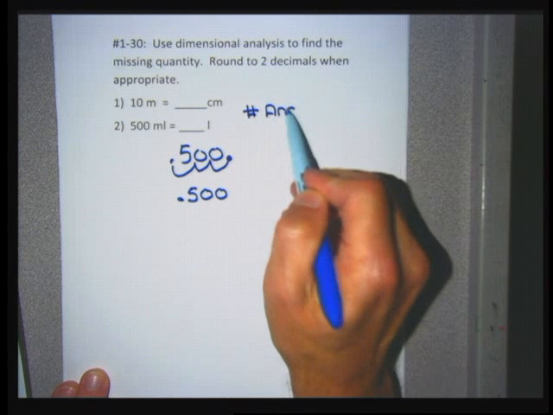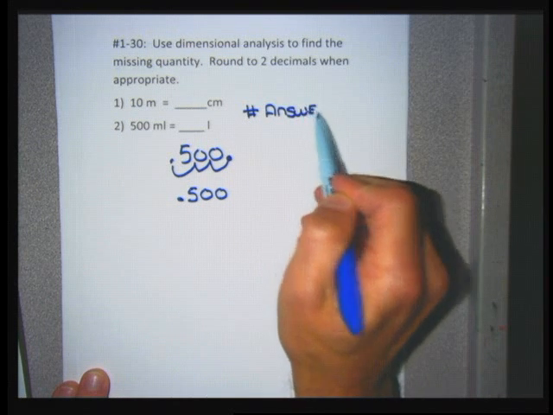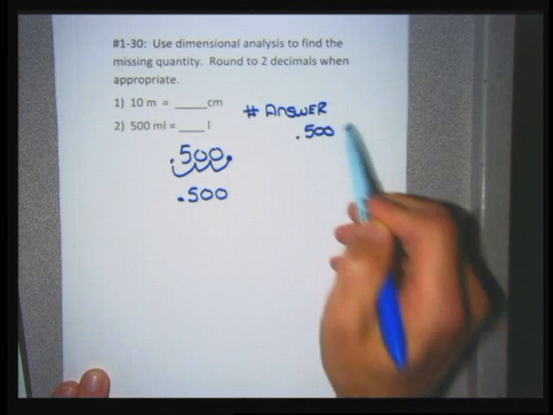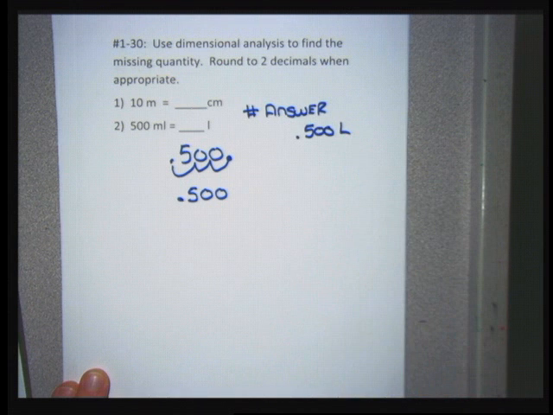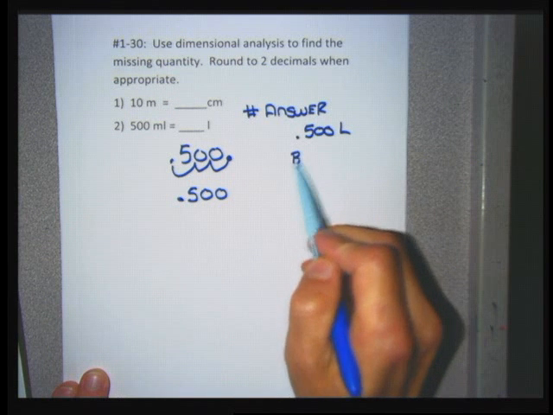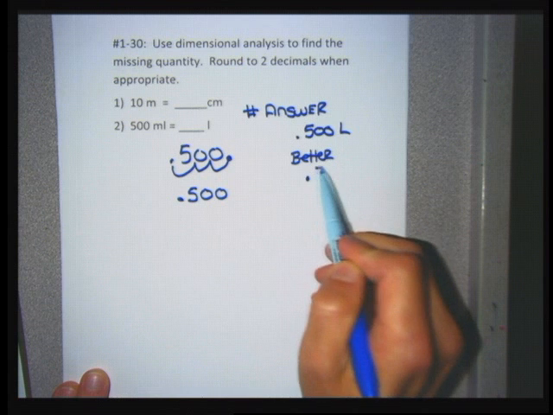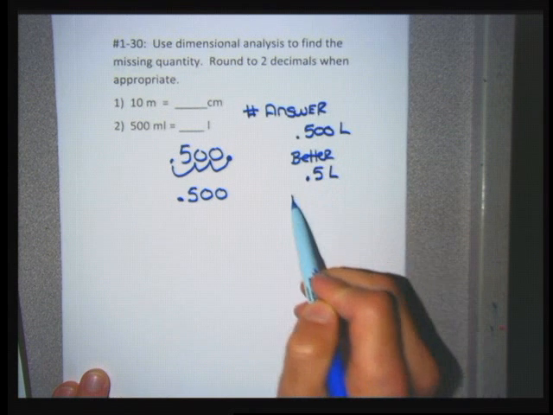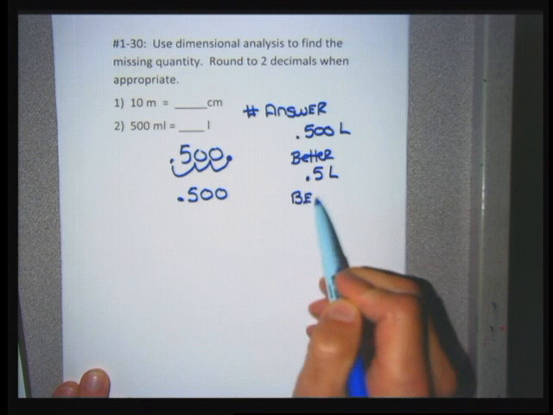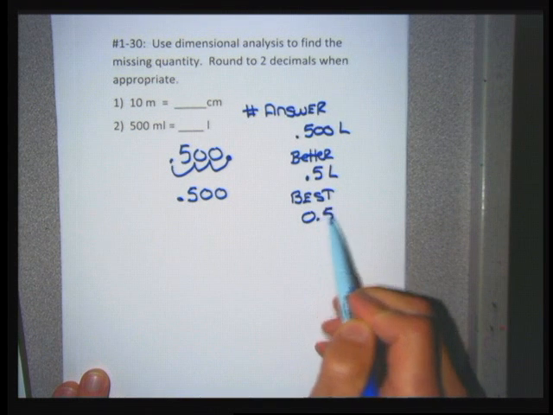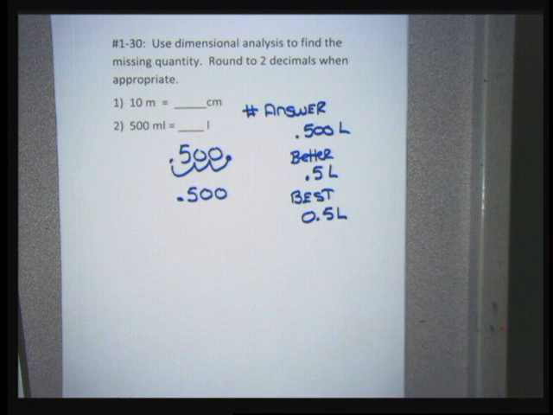And for number 2, an answer that's perfectly okay is 0.500, and then liters, of course I need units. That's the worst answer, but it's correct. It would be better if you didn't write the 2 zeros after the 5 because they're not necessary. And probably best, usually you don't lead off a number with a decimal, and if there isn't a number to the left of the decimal, you put a 0 in front of it. All of those, if this was a test question, would be correct.